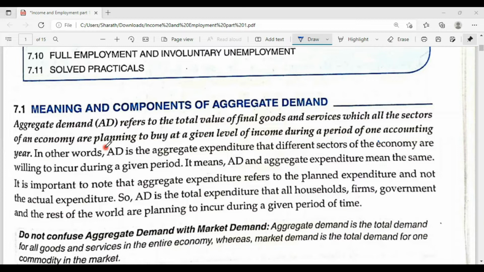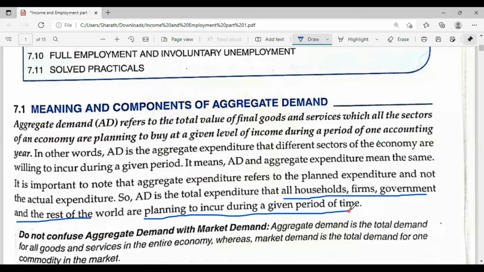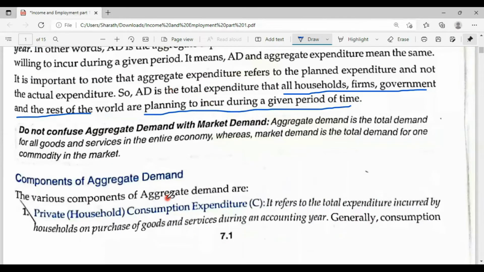Which are the different sectors of an economy that can buy goods and services? Households, firms, government, and even the foreign sector. They all can be willing to buy goods and services in an economy. And one more time, I'm repeating, the aggregate demand we are discussing here is an ex ante concept. It is not ex post. So let's get into the components. Components means what can be added as a part of aggregate demand.